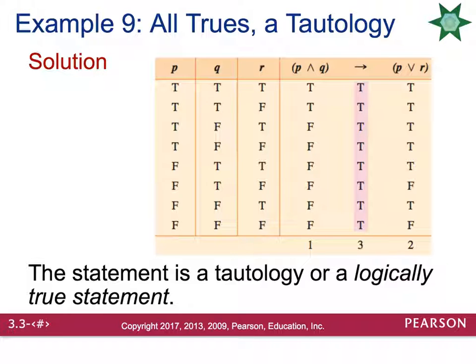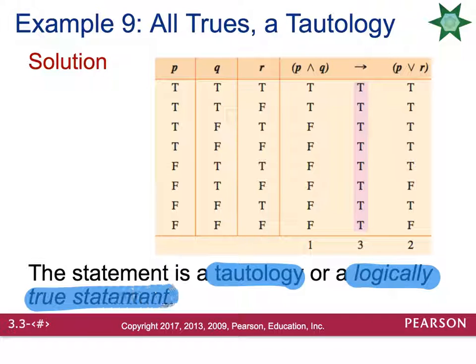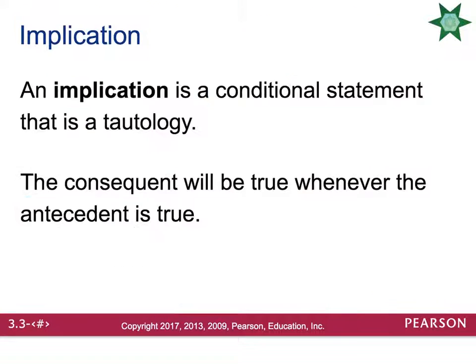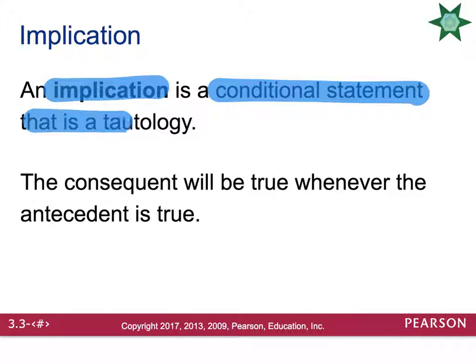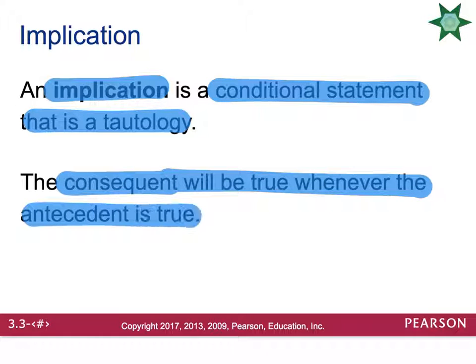Notice in that last step, they're all true all the way down, which means this statement is a tautology. Okay, or we can say it's a logically true statement. It's always true. Sometimes we say that's an identity in math. That's always the case. And then we talk about an implication. That's a conditional statement that's a tautology. So the consequent, the then part, will be true whenever the antecedent is true.